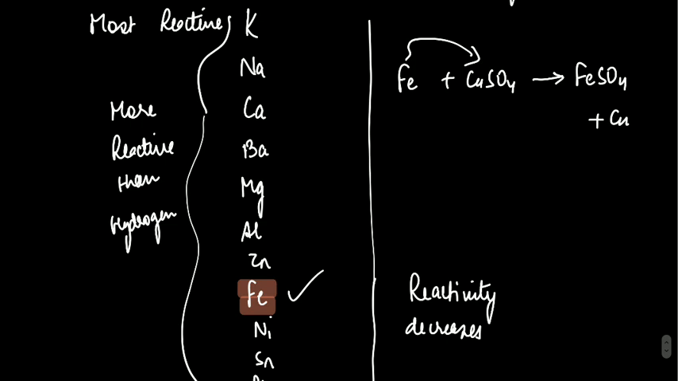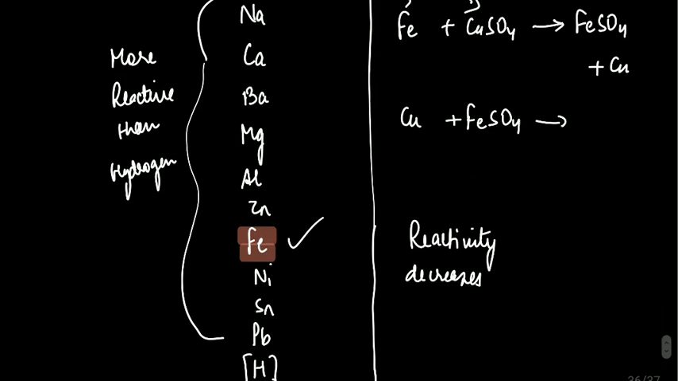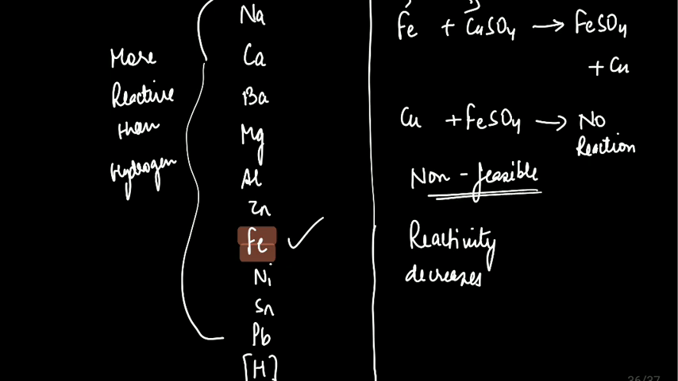Now if we do the opposite reaction, copper reacting with FeSO4, we know copper is less reactive than iron. Iron is more reactive. So we know copper doesn't have the capability to kick off iron from its salt solution. So this reaction will not take place. No reaction. This kind of reaction is non-feasible, that means it cannot happen in the first place. The first one is feasible. So we can make multiple reactions from this particular series, and we can understand which metals can replace other metals from their salt solutions and which cannot.